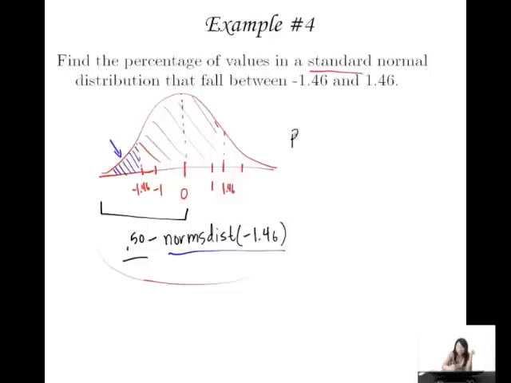So my answer is, where my z falls between negative 1.46 and positive 1.46, the probability is 0.86. All right. So that's example 4, and that's it for the standard normal distribution. Thanks for watching educator.com.